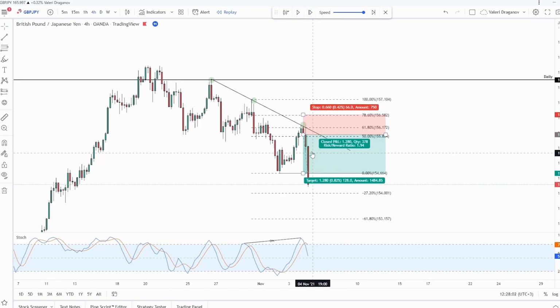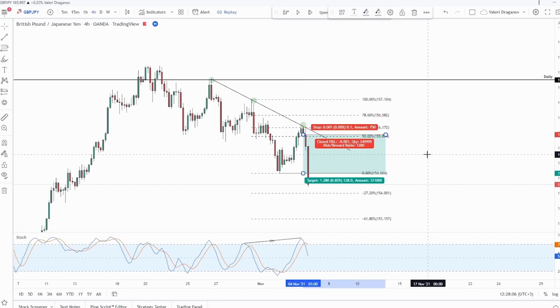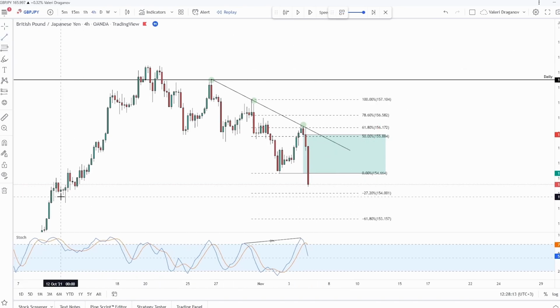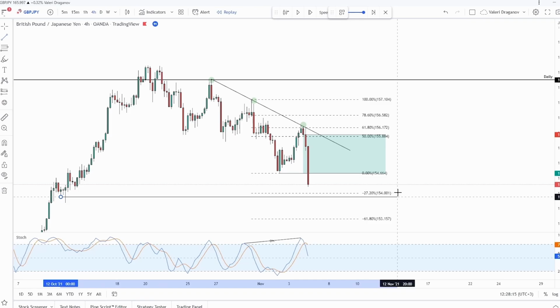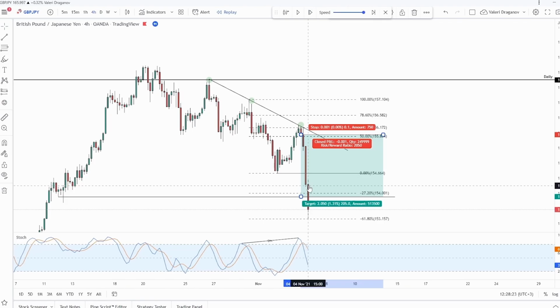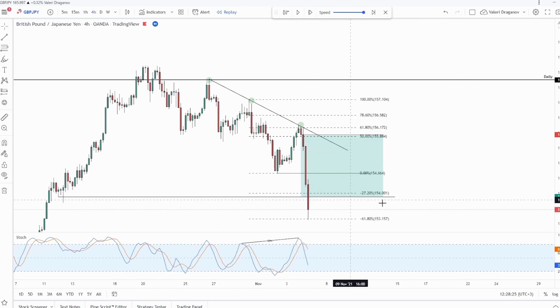Then, as we always said, we're gonna protect the deal by moving the stop on profit and extend our next take profit to the next bottom right here, maybe here, to be near the 27.2 level. Okay, and as we can see, the next candle hits our take profit too.